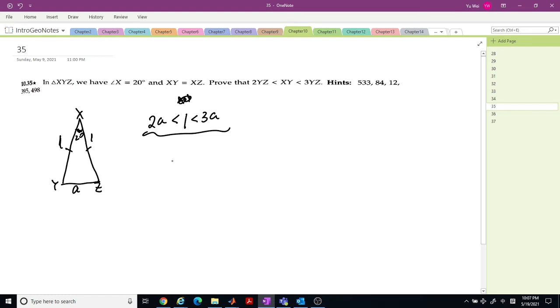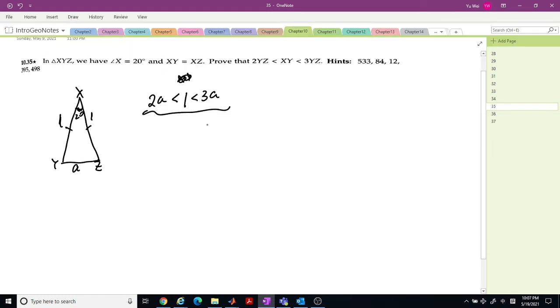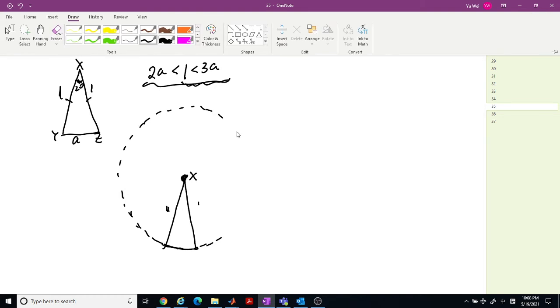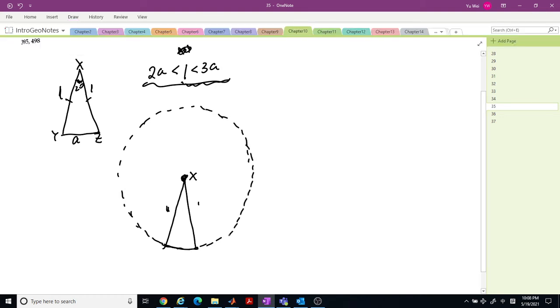Okay, so I will give you some hints. The 3A bound is very easy to prove. You can think of using X as a center, and using XY, the 1, as the radius, so we can construct a circle. We can construct a circle, okay? So then we have this, and we have this. So we have 20, 20, and 20, right? Through three of them. So in this circle, these three are equal.